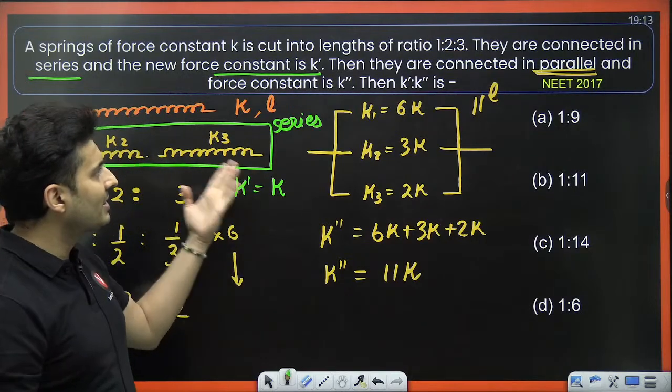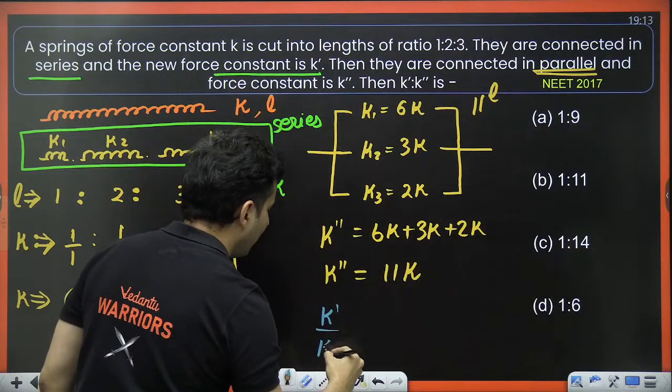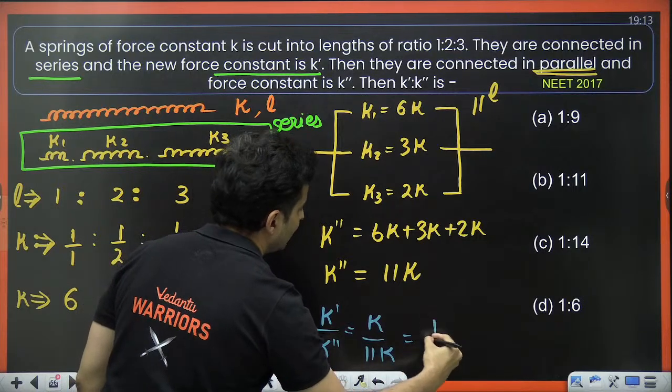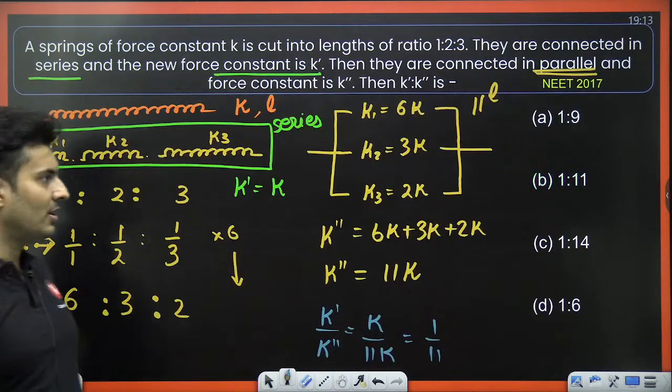So the question was, what is K prime by K double prime? K prime is K, K double prime is 11K, K cancels, so 1 by 11. So 1 by 11 was the answer, which is option B.